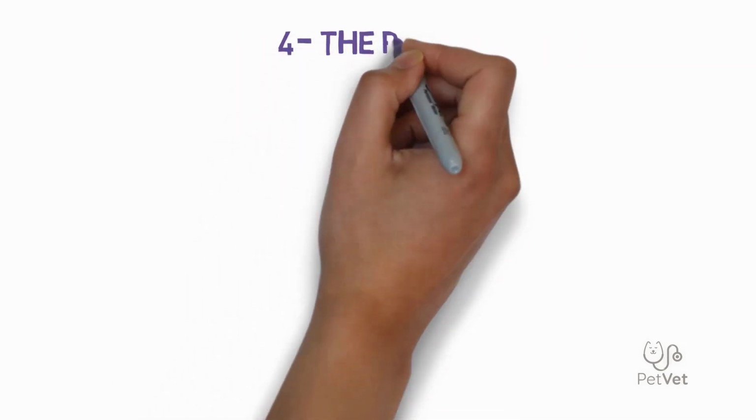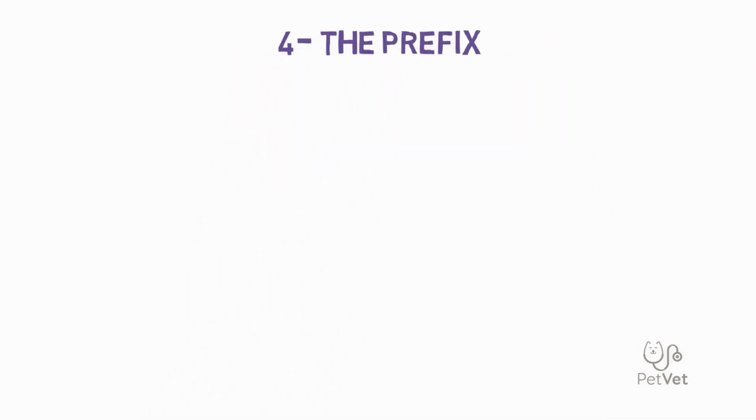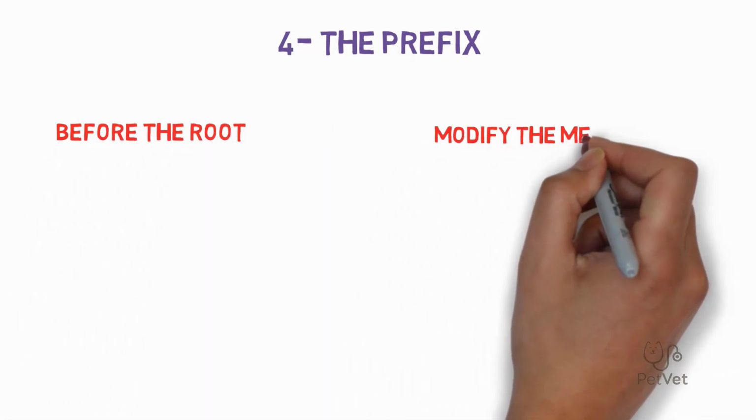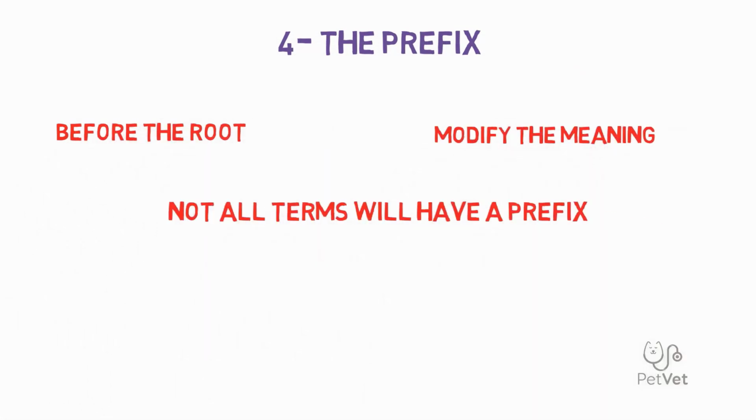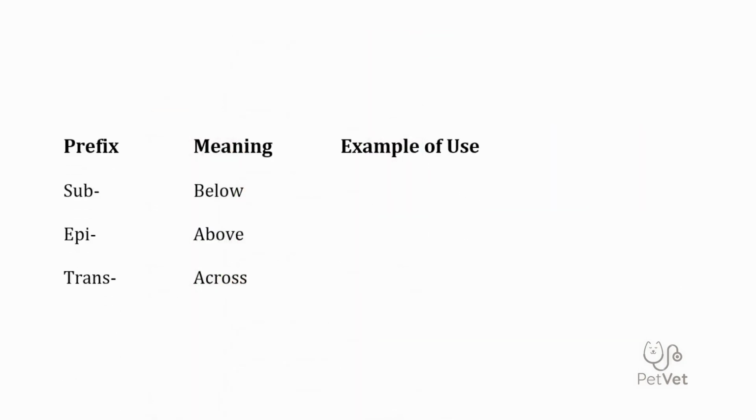The prefix. The prefix comes before the root and modifies its meaning. Not all terms will have a prefix. These are some examples of prefixes. Let's try those prefixes on the term gastric. To make it simple, the prefix sub means below.